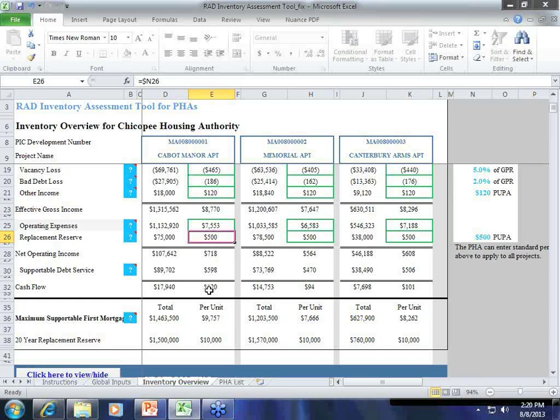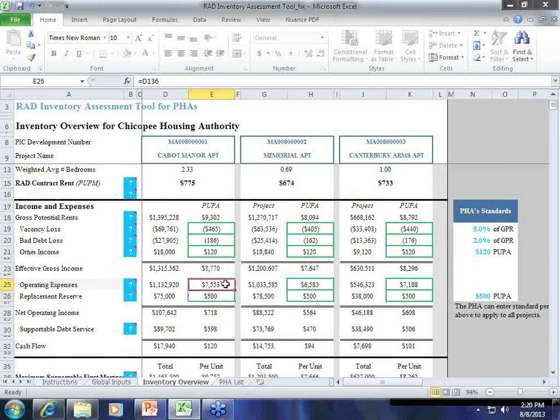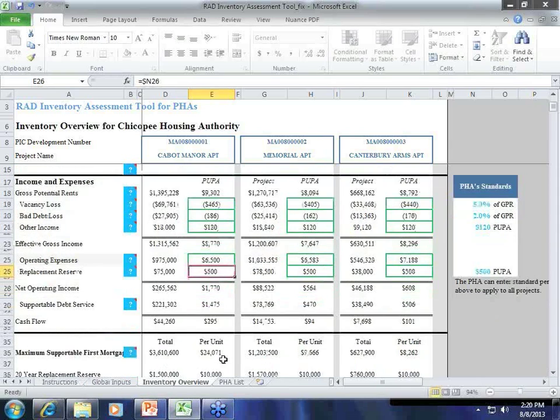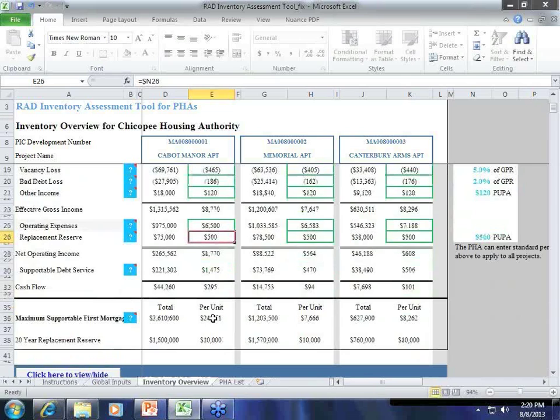So the two biggest variables to consider are, one, what does the project need in work? And two, the operating expenses make all the difference. What are the actual operating expenses? In this case, the PHA says, well, actually, I don't operate at $7,553 a unit. I operate at $6,500 a unit. So they're going to change that number. So now we scroll down and find out that this could support a debt of $24,000 a unit, or $3,610,000.